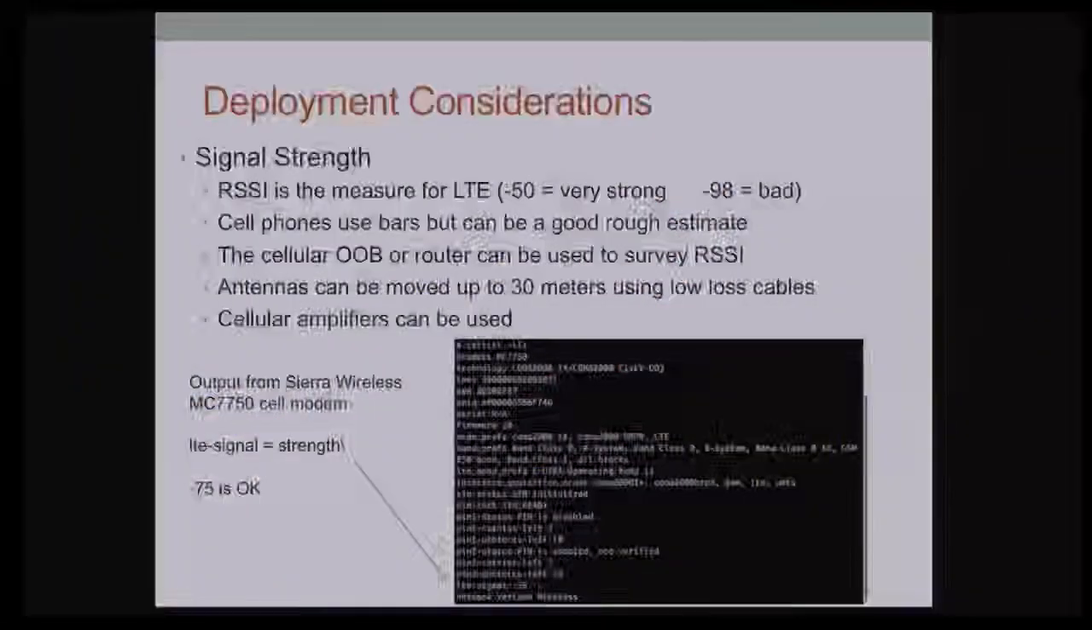So when we talk about going into deployments, initially the biggest concern we get from customers is the signal strength in the data center or at a remote site. So it all comes down to RSSI or LTE signal strength. It's a negative number in decibels, and anything around negative 40 is strong, to negative 98, which is weak. If it's beyond negative 98, the device may not activate.